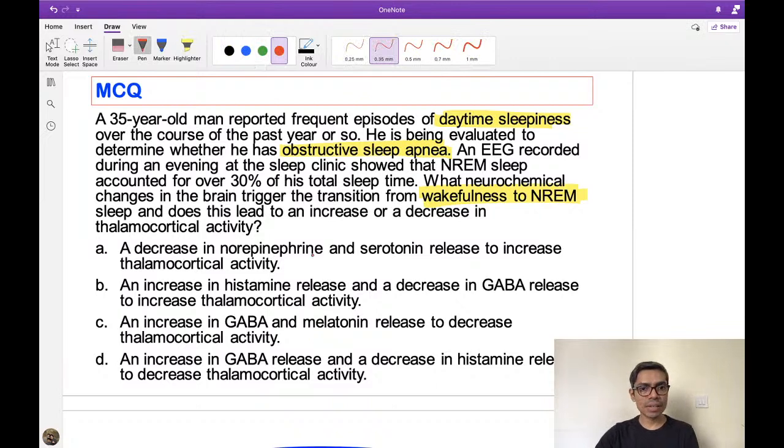A decrease in norepinephrine and serotonin release to increase thalamocortical activity; then an increase in histamine release and a decrease in GABA release; an increase in GABA and melatonin; and an increase in GABA release and decrease in histamine release. Tell me what is the correct answer. Look at the options. Anybody? Answer.